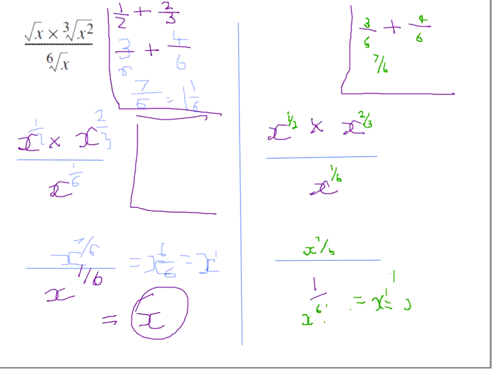Okay, because 7 over 6 take away 1 over 6 equals 7 take away 1 over 6, and that equals 1. Okay, very good. Alright, let's move to the next question. And I think you're doing very well.